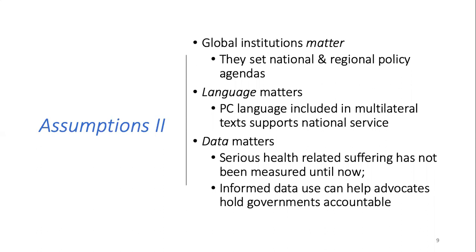And the third is that data matters, and serious health-related suffering has not been measured until now, which is one reason it's been so hard to advance palliative care, because you can't make arguments from data. Now we have it. And informed data use can help advocates hold governments accountable. And you'll find on the IAHPC website a map with data for serious health-related suffering all over the world and instructions about how to find your country and break down the data.